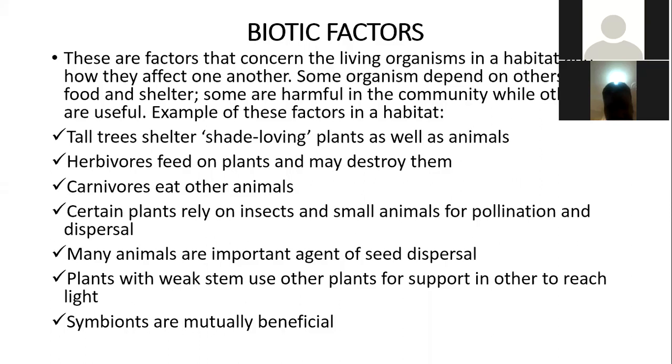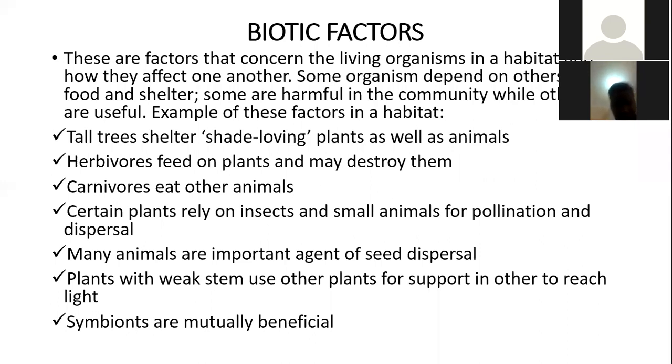Point 5. Many animals are important agents of seed dispersal. That I explained in the previous point. So they help in the dispersal of fruits and seeds. Okay, Kelvin, Ibrahim, Johnson. Okay. The next point, plants with weak stems use other plants for support in order to reach sunlight.